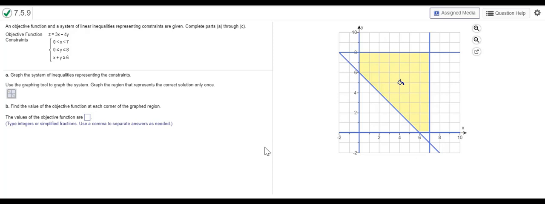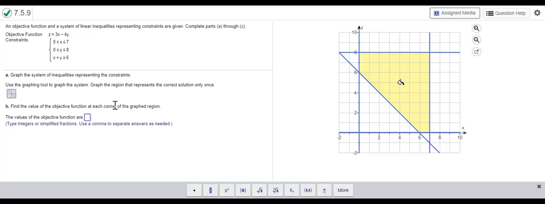What they're going to want is the values of the objective function at each corner of the graphed region. So that's this corner, this corner, this corner, this corner, this corner. And you can just pick one and go clockwise or counterclockwise, it doesn't matter. But what you're going to do is once you pick a corner, that gives an x and a y value. So this corner right here has an x value of 0 and a y value of 6. And you're going to take those x and y values and plug them into the constraint function.